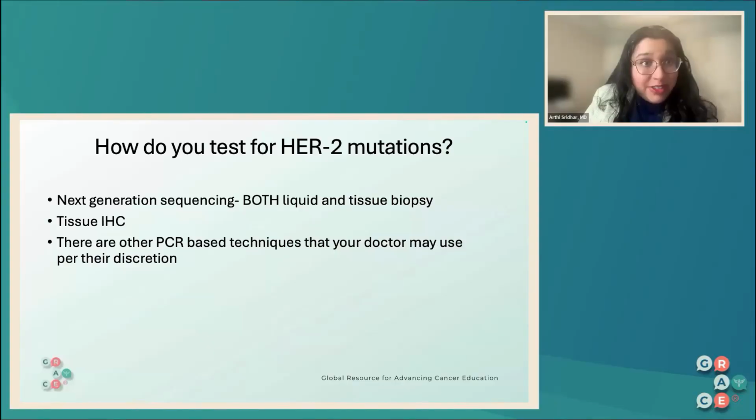How would we test for HER2 mutation? So we talked a little bit about this, but I want to double click on this because there are some core concepts which can help you advocate for yourself.